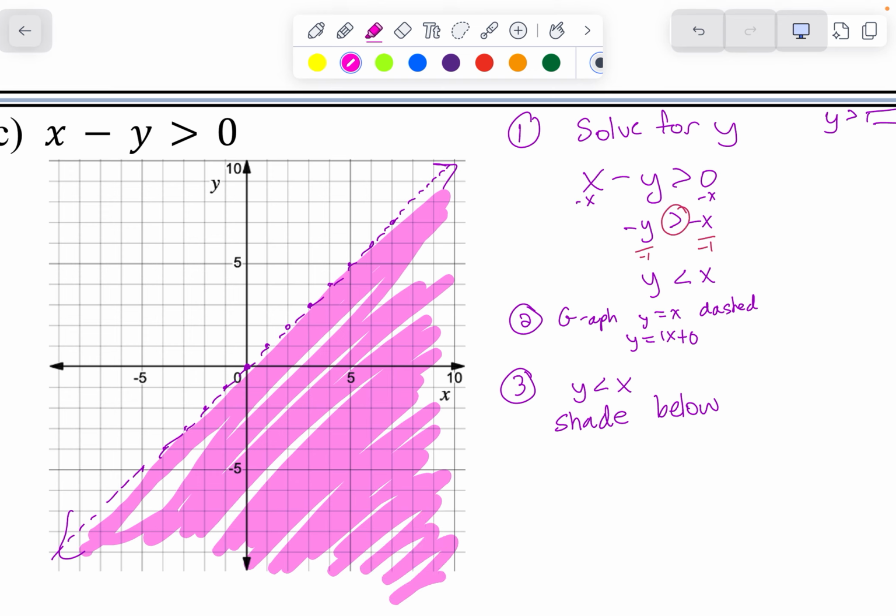Okay? So solve it for y. Graph the associated line, dashed if there's no equal to, solid if there's an equal to, and then shade below if it's less than, above if it's greater than.